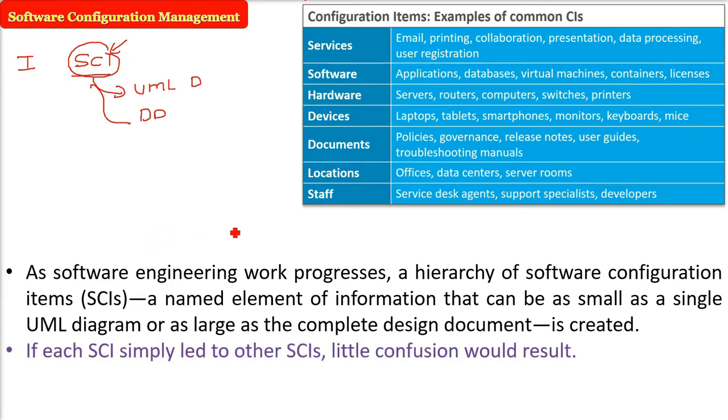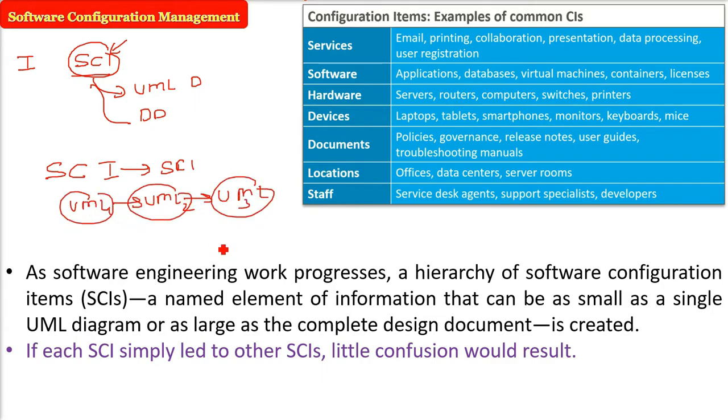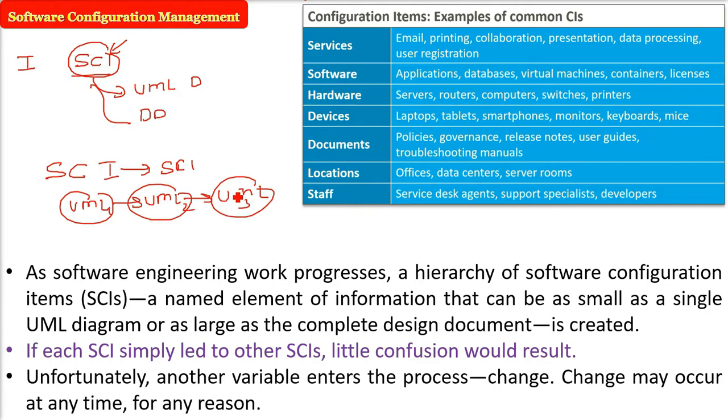Each SCI, that is one work product, simply leads to another SCI. So there will be one different from another. One UML, some changes are there. Second UML, some changes. Third UML. Now, when each SCI leads to or creates the other SCI, there may be confusion because the changes are there. So what actually drives all these different versions? Change.